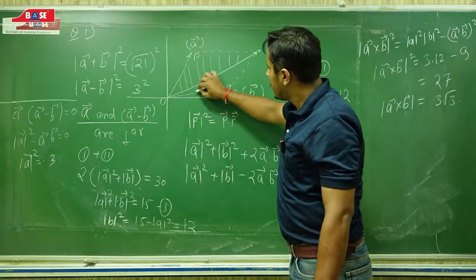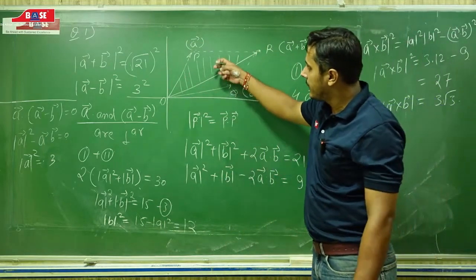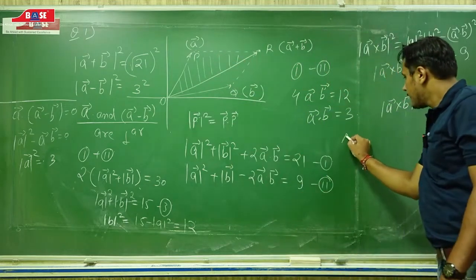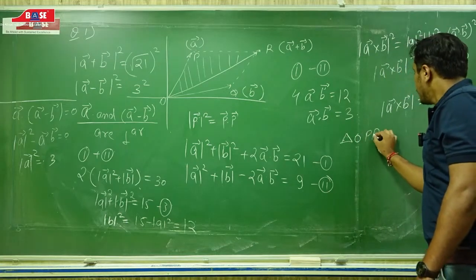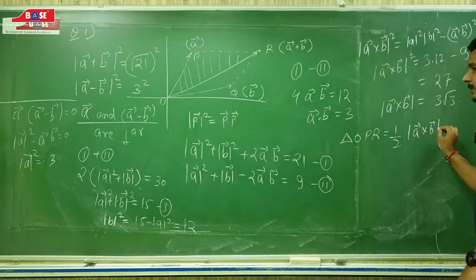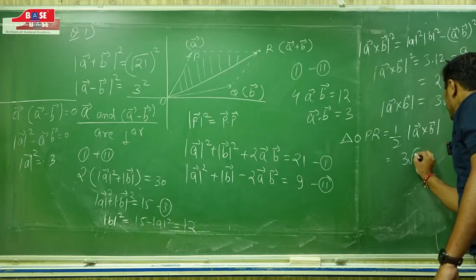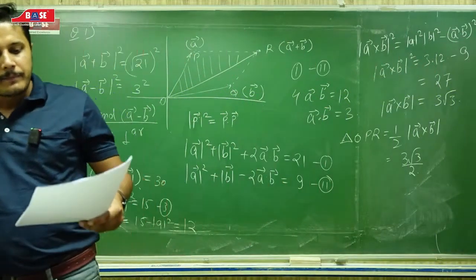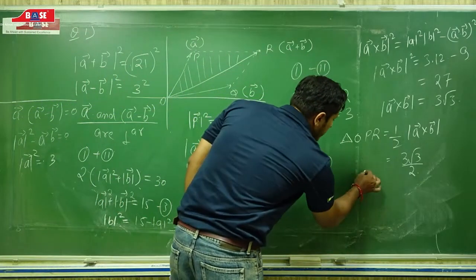Now we know that area of a parallelogram is A cross B, but I am not interested in this whole area. I am interested in half of this. So area of triangle OPR will be half of A cross B. That means 3 root 3 by 2. So which option is matching? I think option C. So the correct answer to this will be option C.